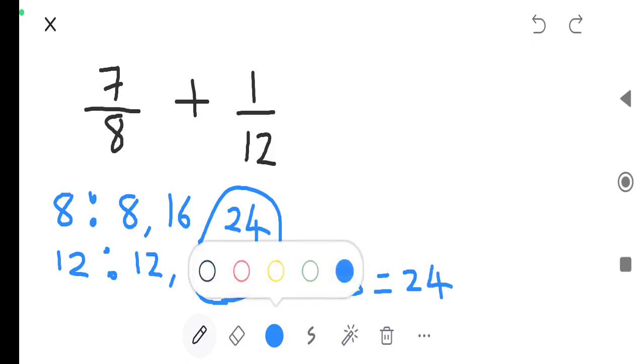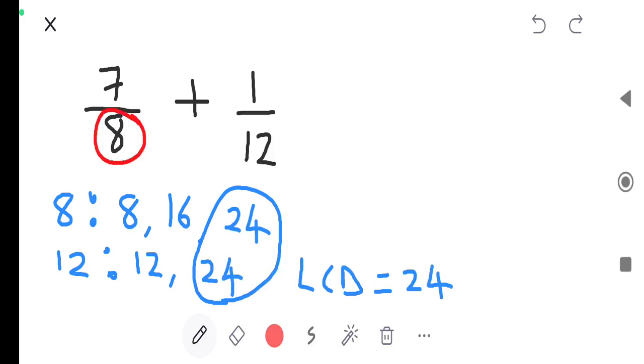Now, start with the first denominator, which is 8. 8 times what number will give 24? Think about it. I think it's 8 times 3. It means that you will write times 3 here. Whatever you do to the bottom of this fraction that I circled, you must do the same thing to the top. So go to the top and write times 3.